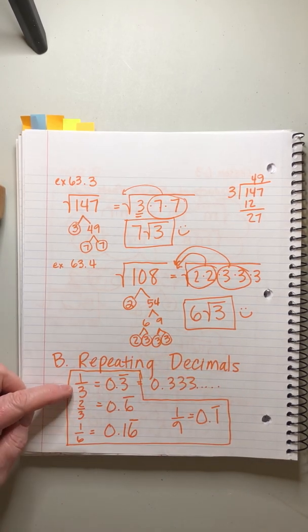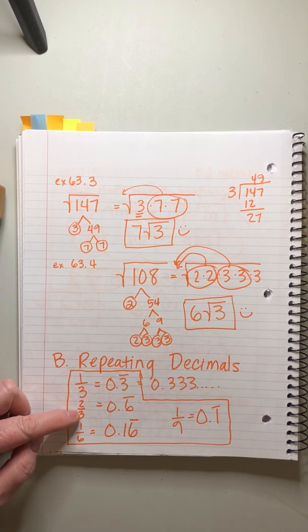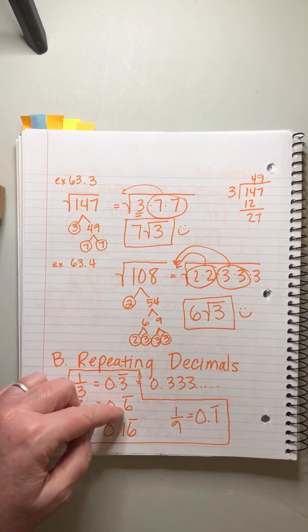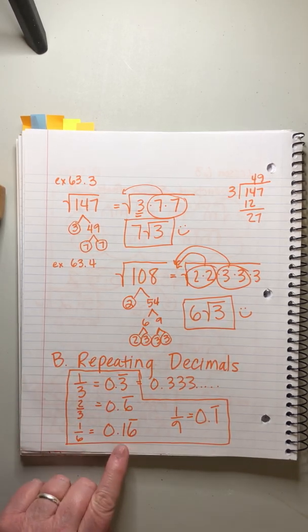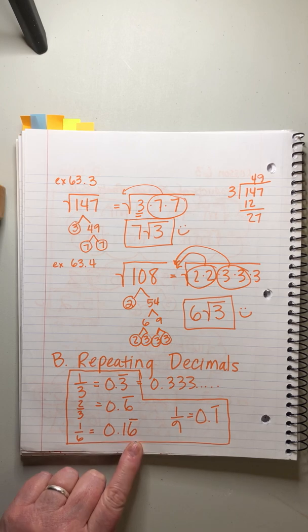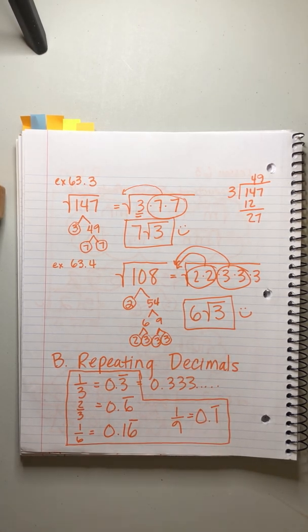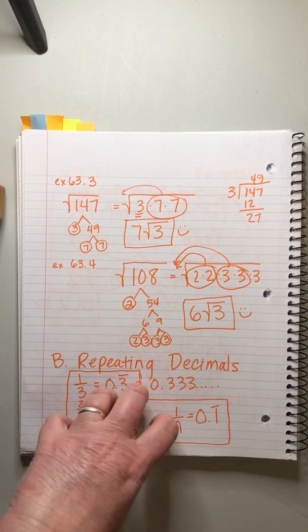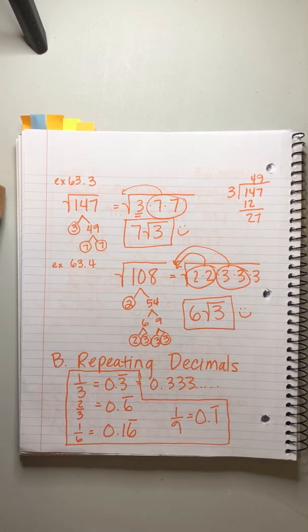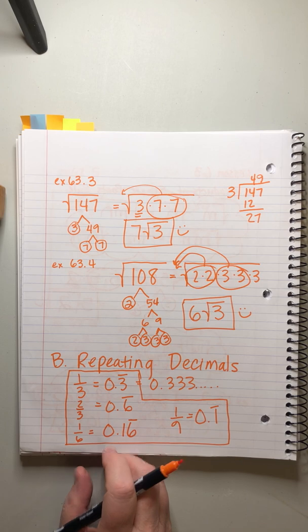Okay, 1/3 I think you already know. 2/3, well, you just double it, right? 1/6, look, there's the 1 and the 6, but just remember that only the 6 repeats, and then 1/9 is just 0.1 repeating. Okay, so that's not too much, but just memorize those, because that way you don't have to calculate them every time you run into them.